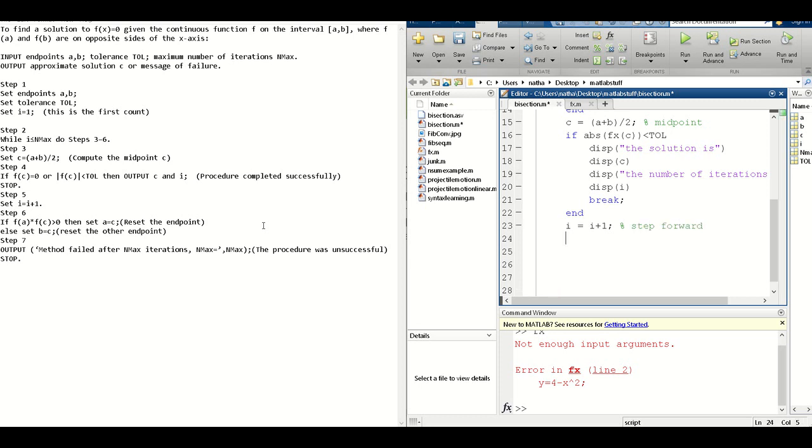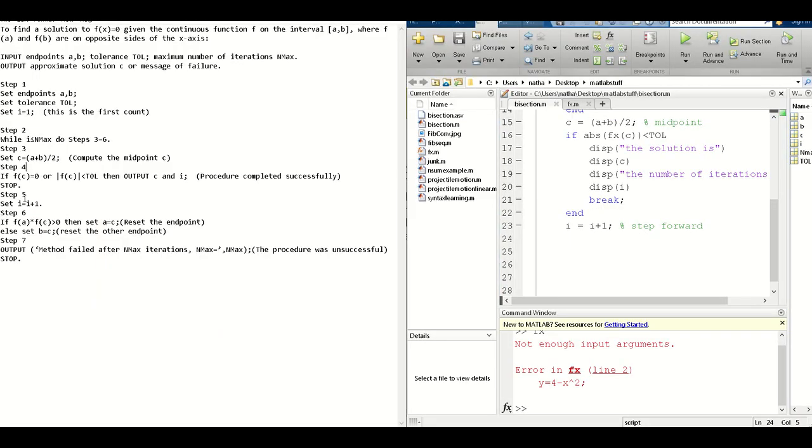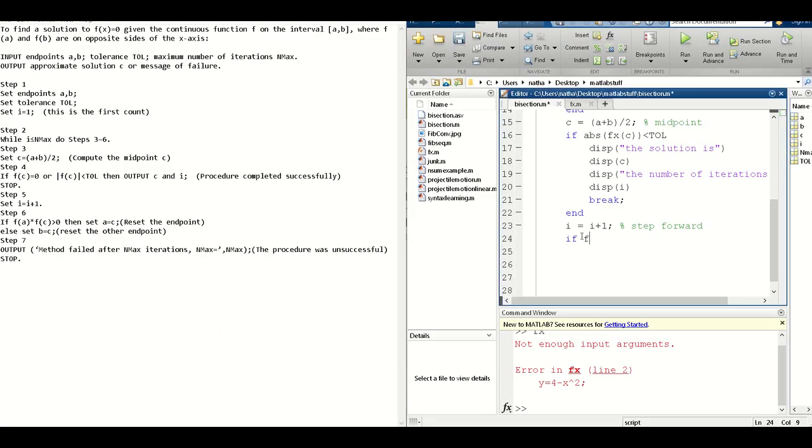And then so now the question is, do I need to reset A or reset B? So if you come back over to the flow chart, if my midpoint is on the same side as A, then I need to move A over to that new midpoint and start again. So that's exactly what we're going to do. We're going to come over here and ask, okay, if f(x) at A times f(x) at C is greater than 0, then we know that those two are on the same side. So A is C, right? Otherwise, it must be on the side with B. So B is C, okay?